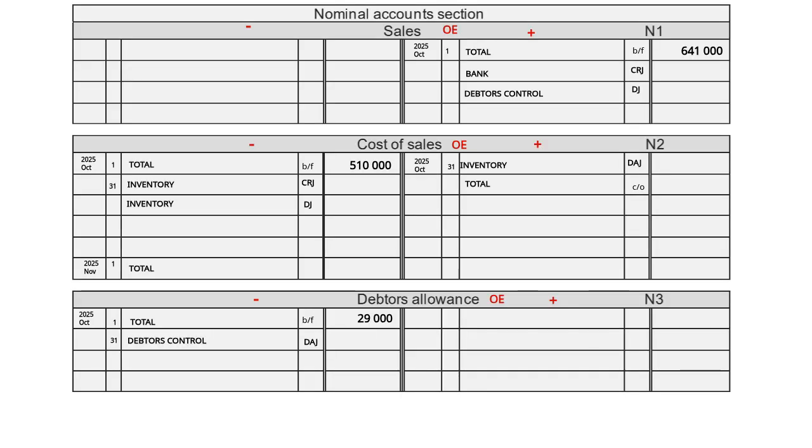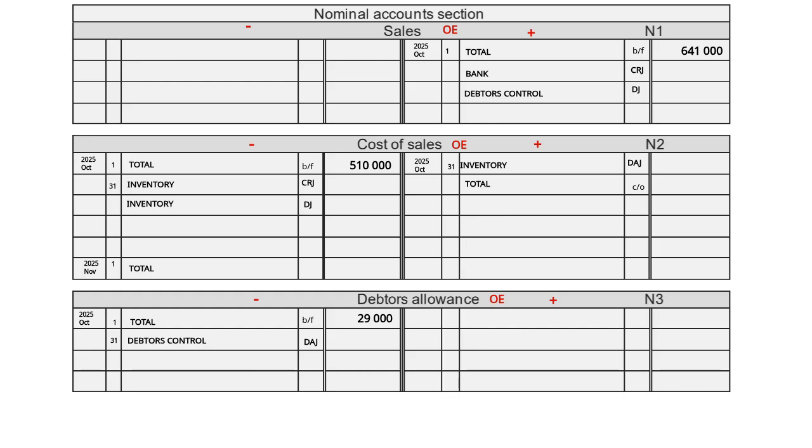Now let's complete our nominal account section of the general ledger. We've got 3 accounts: sales, cost of sales, and debtors allowances. All 3 of these accounts are owners' equities, so my signs will be minus plus. We've already entered our opening totals. Sales, there's a total of 641,000 on the credit side. Cost of sales and debtors allowances will have opening totals on the debit side, 510,000 for cost of sales and 29,000 for debtors allowances.